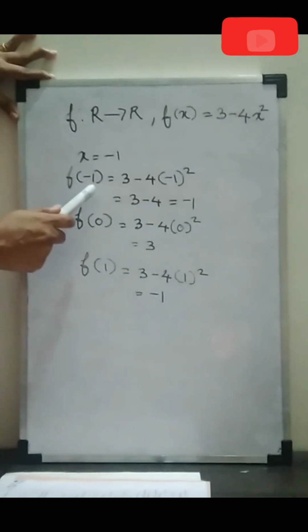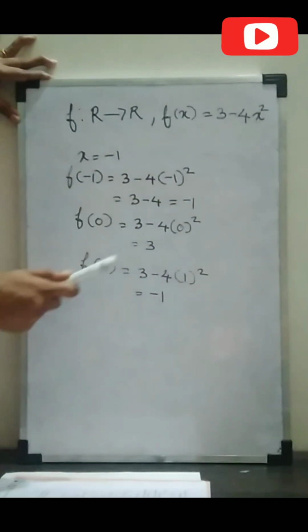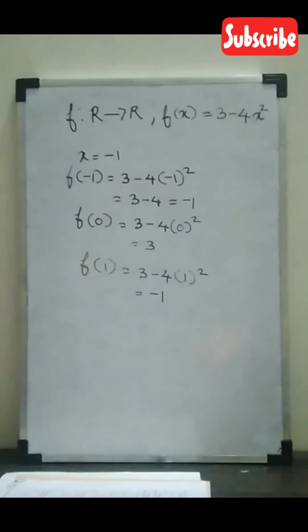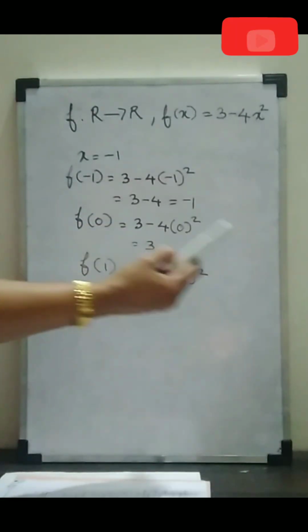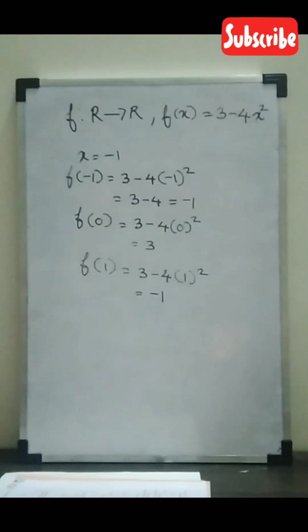Here, when our input is -1, the output is -1, and when the input is 1, the output is also -1. So more than one element gives the same output, right? That means here different elements in the domain do not have different images in the codomain. So it is not a 1-1 function.